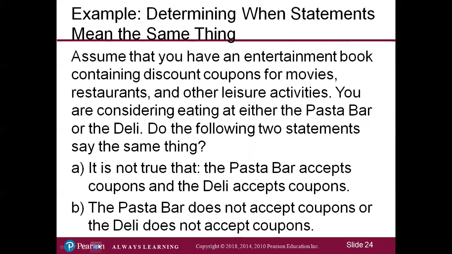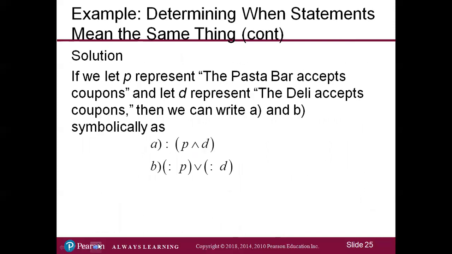Assume that you have an entertainment book containing discount coupons for movies, restaurants, and other leisure activities. You are considering eating at either the pasta bar or the deli. Do the following two statements say the same thing? A: It is not true that the pasta bar accepts coupons and the deli accepts coupons. And B: the pasta bar does not accept coupons, or the deli does not accept coupons.